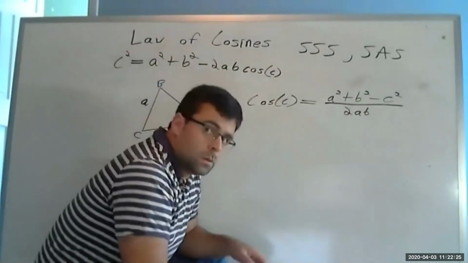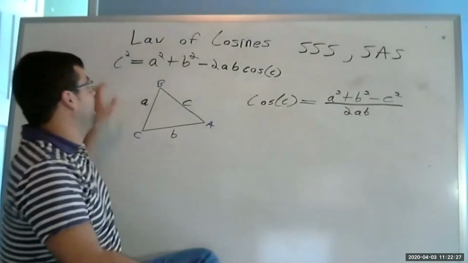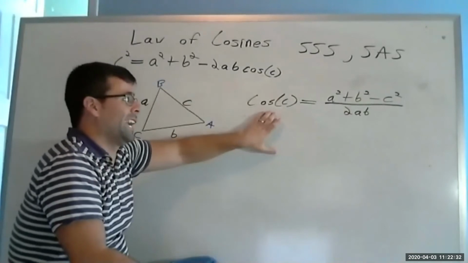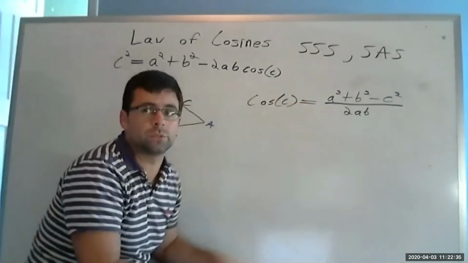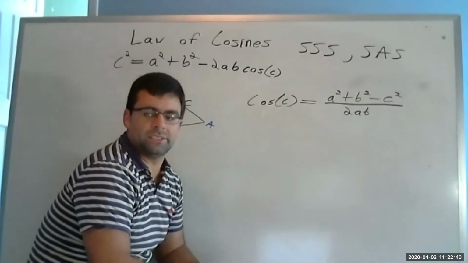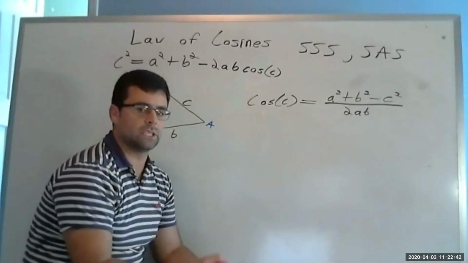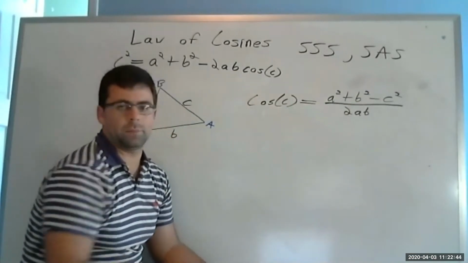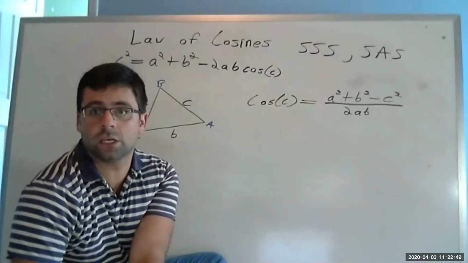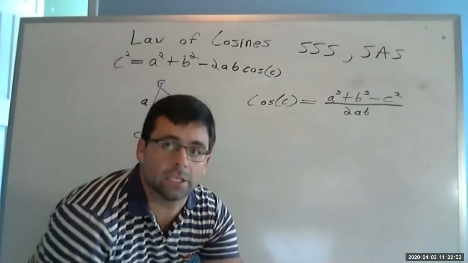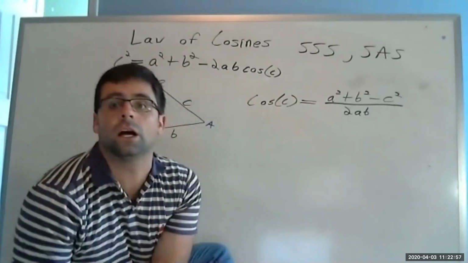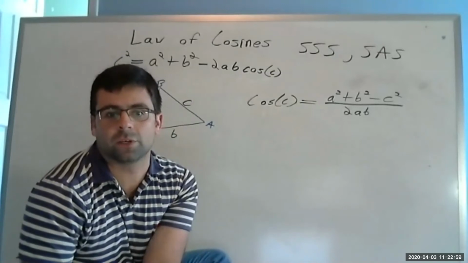So if you're looking for the side C, then you might want to use this one. If you're looking for the angle C, you use this one. And remember that this kind of goes cyclically. I'm not going to write out all of the different forms, but I will pull them up and show you real quick. But really it's all the same equation.